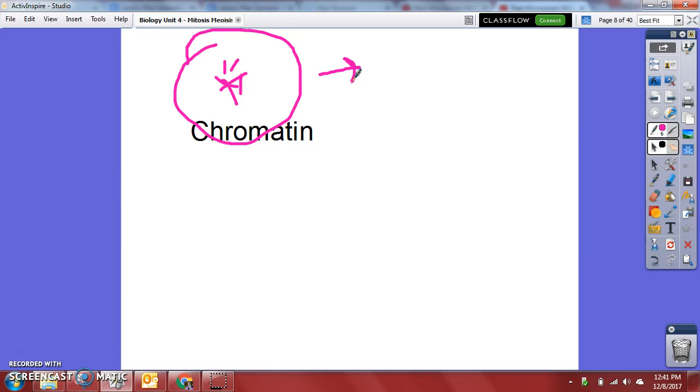All right, next thing I need you to do, the chromosomes, right? The DNA winds up into chromosomes. So you need to make X's out of your little pieces of yarn.